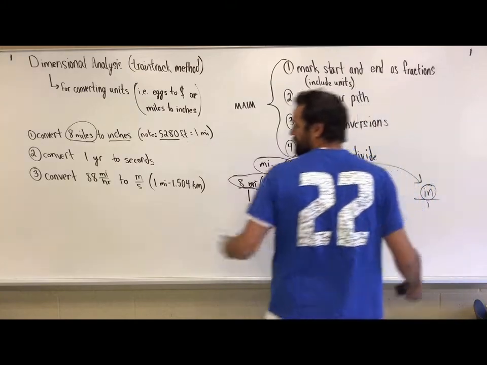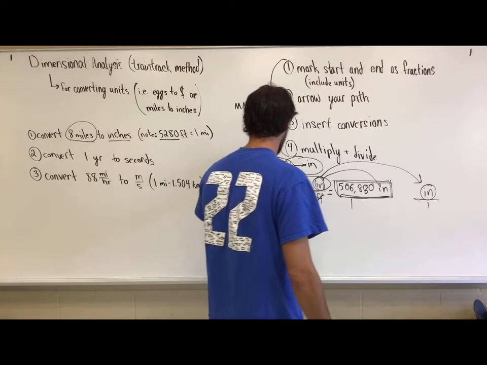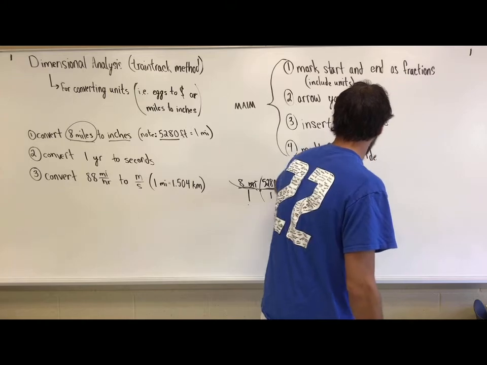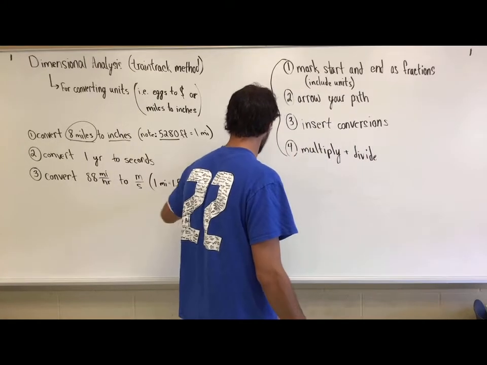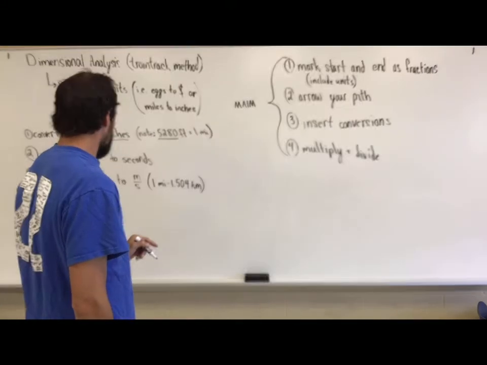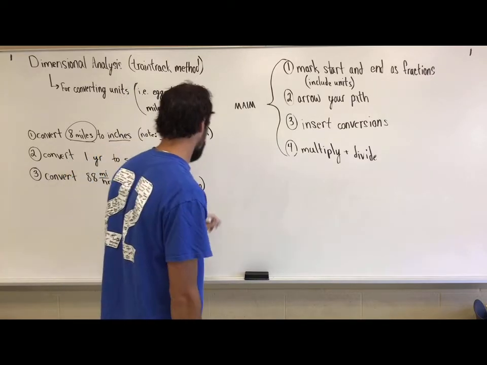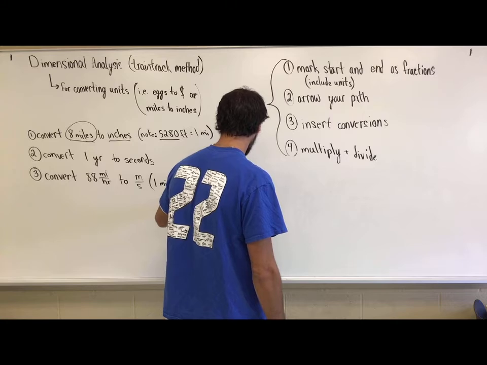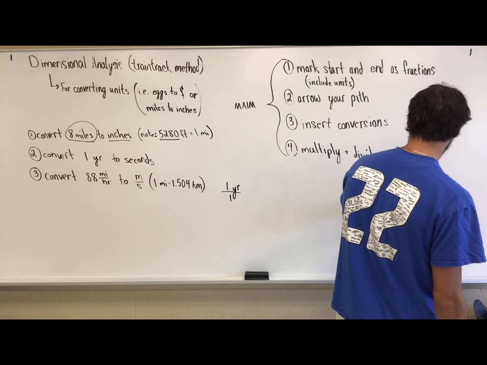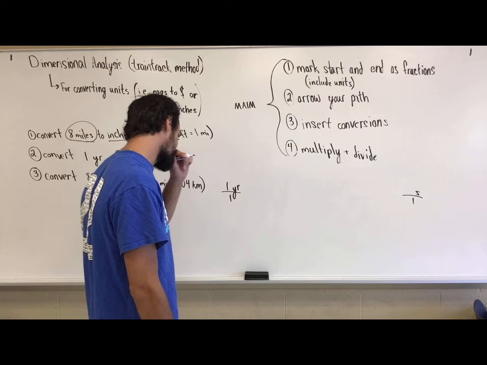Let's try a second one. So now we're going to solve problem number 2. We're going to convert 1 year to seconds. And we're going to follow the exact same steps as we go. So step number 1, mark where you start and where you end as fractions. We're starting with 1 year, and we're going to convert it to seconds.